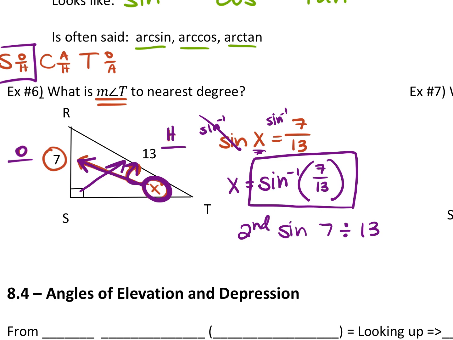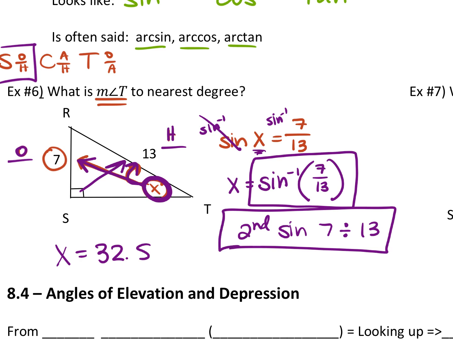Okay, so if we round that to the nearest degree, plug this into the calculator. Second, sin 7 divided by 13. Enter. Oh, shoot. So to the nearest degree, that would be 33 degrees. Okay, so what they're saying is this is a 33-degree angle. So before, they gave us the angle and we just had to find a missing side.